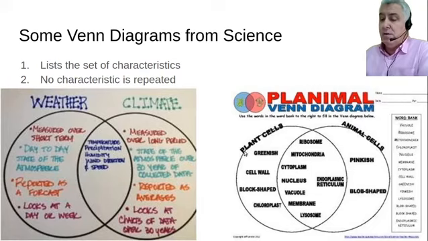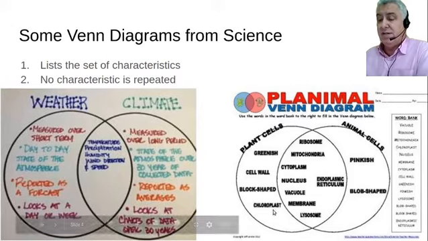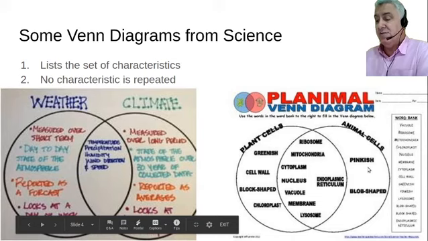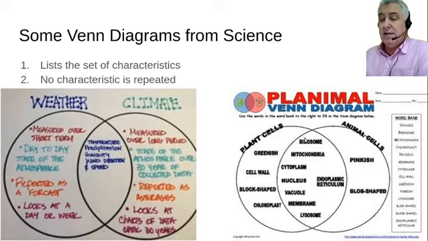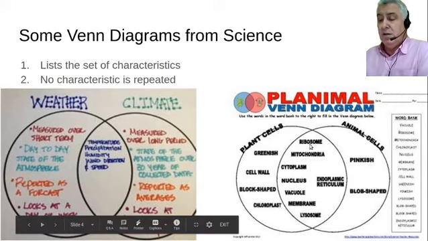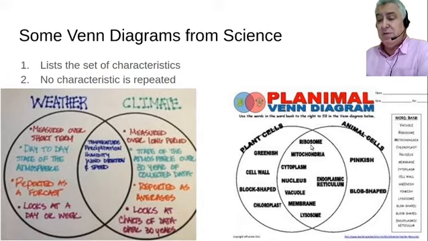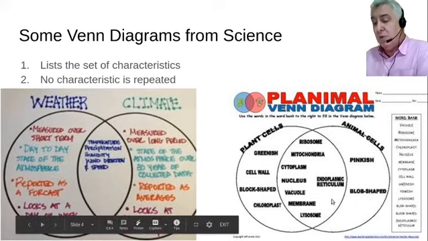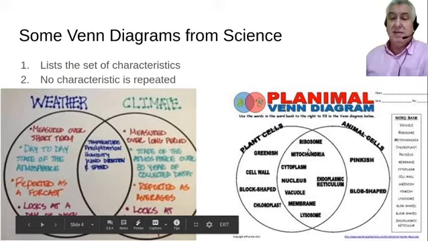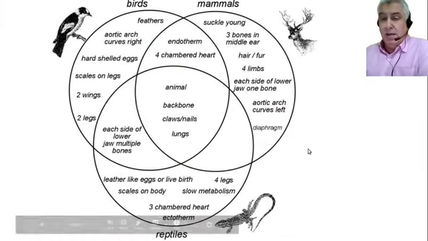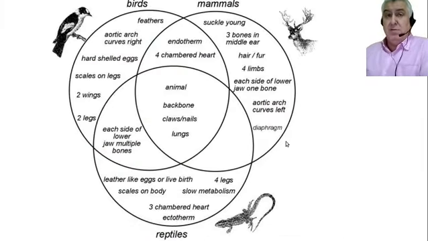Same over here. We're comparing plant cells and animal cells. Plant cells have certain characteristics, and animal cells have certain characteristics, and they share some, like ribosome. They both have a ribosome, but we don't write the ribosome 2 times. We only write it 1 time, and we put it right there in the intersection. And we can have more than 2 sets of things.